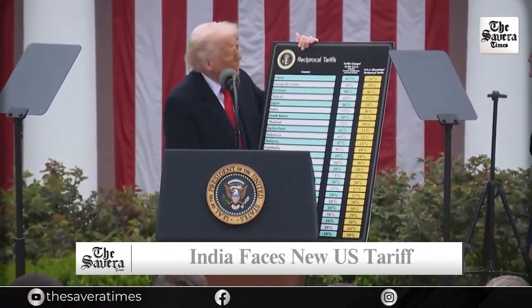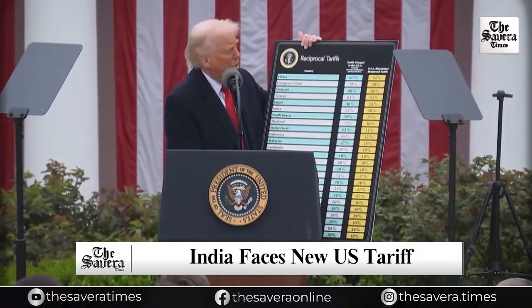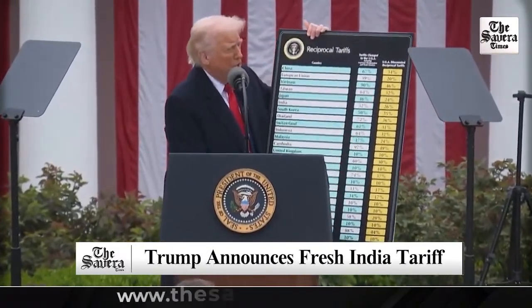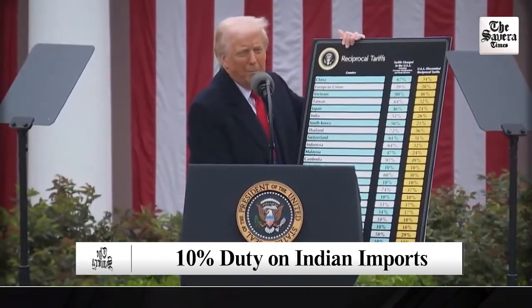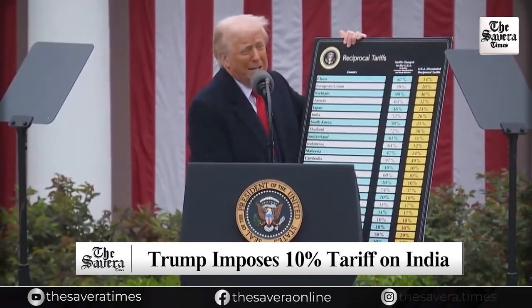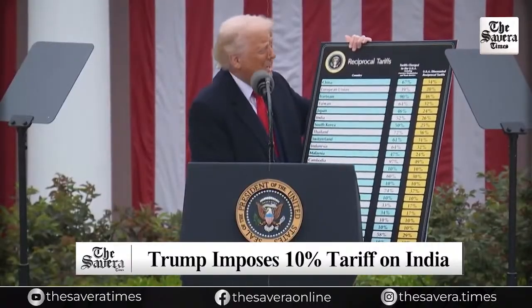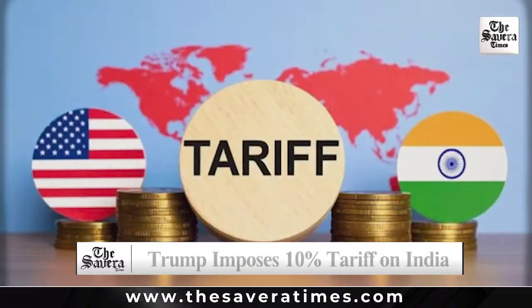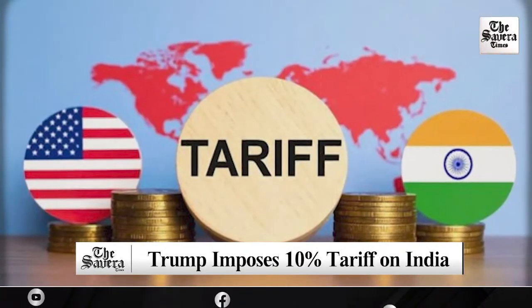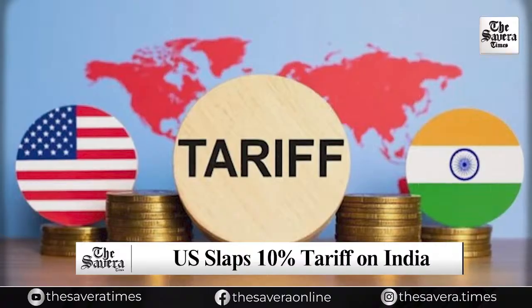And while that offers some relief, the broader trade negotiations between New Delhi and Washington remain crucial. And with fresh investigations underway and a comprehensive trade agreement still under discussion, the coming weeks are expected to play a decisive role in shaping the future of India-US trade relations and the competitiveness of Indian exports in one of the most important global markets.